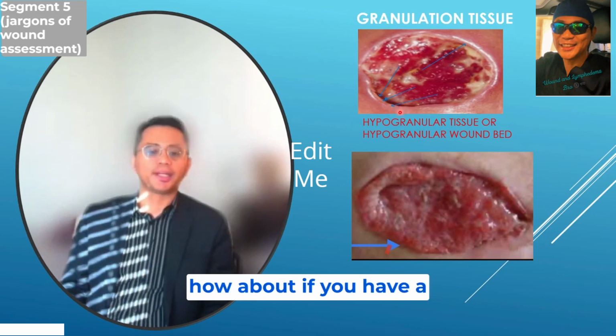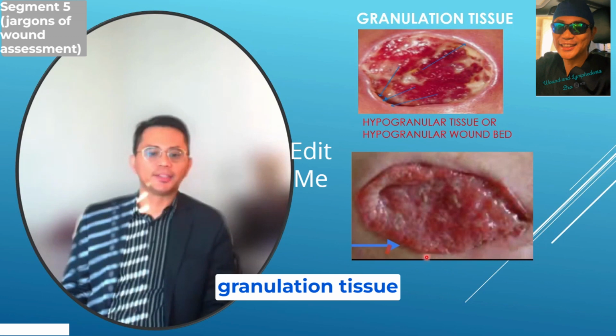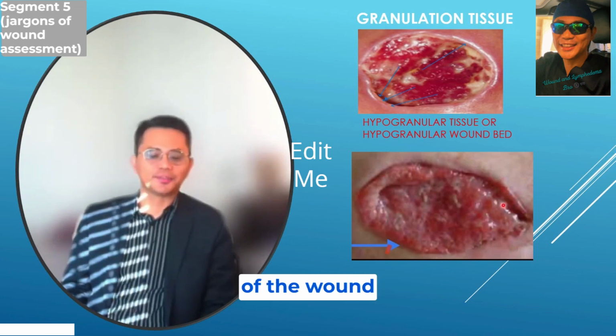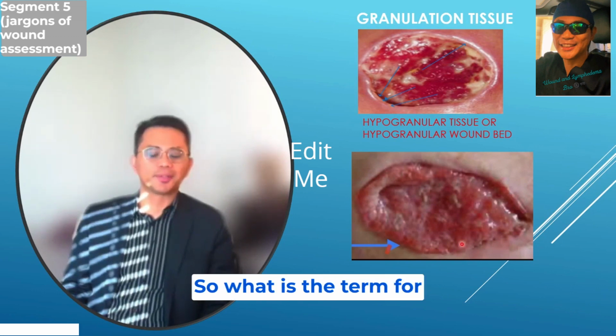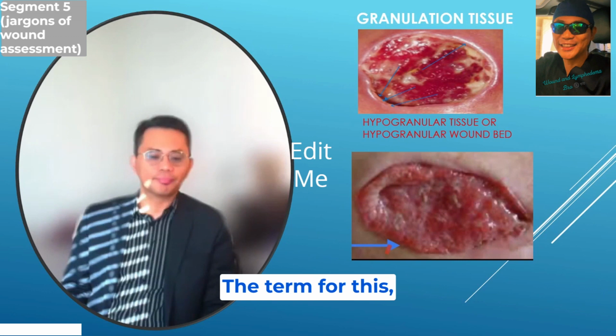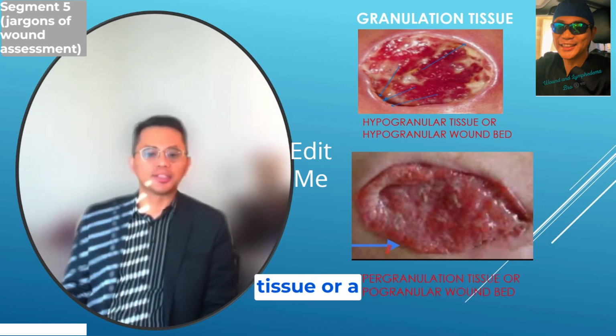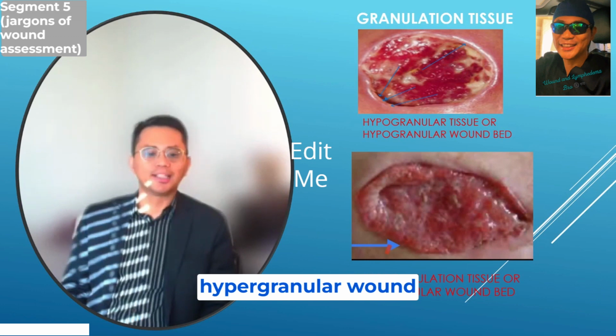Now, how about if you have a different type of wound and you see the granulation tissue growing over the edges of the wound, going over the limit of the surface of the wound? What is the term for this? The term for this, ladies and gentlemen, is hypergranulation tissue or a hypergranular wound base.